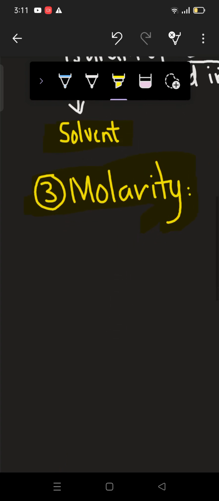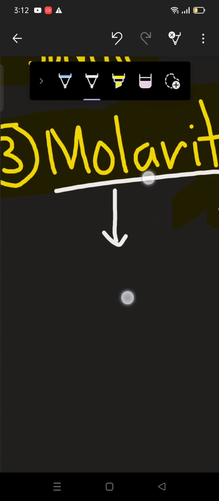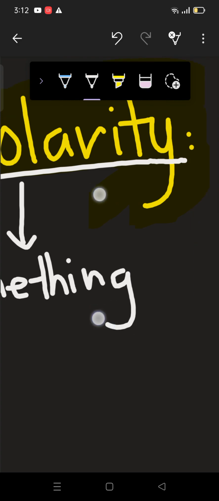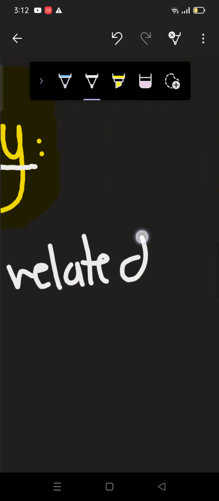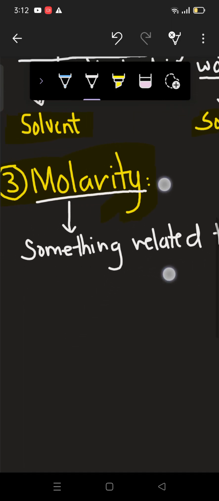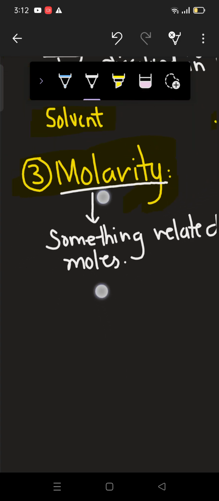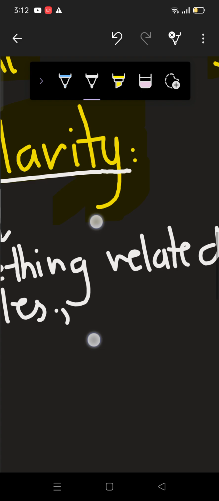Okay, so what is molarity? As the term suggests itself, there is something related to moles, right? Let me write this here. Molarity, something related to moles, okay? And since this is volume related, the volume will come here too.